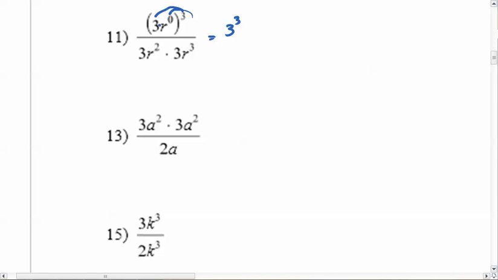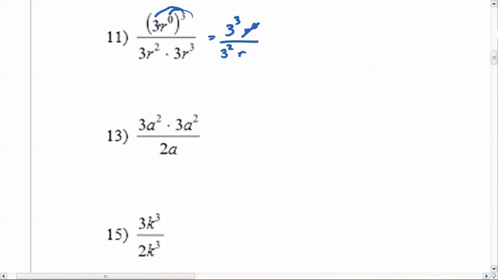Now 3 will also go to r to the 0. 3 times 0 is 0, so that would still be r to the 0. We also know that r to the 0 is 1, so that's actually going to go away. We'll divide by 3r squared times 3r cubed. 3 times 3 is 3 squared. Now, yeah, it could be 9, but just for the sake of what we're doing, I'm just going to write it as 3 squared. R squared times r cubed.